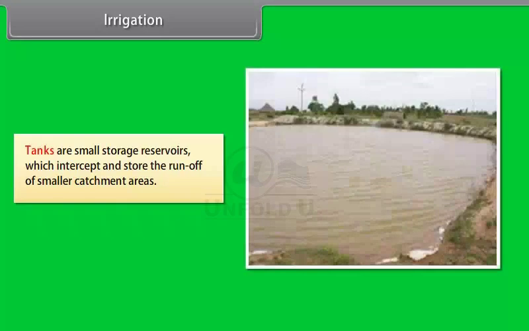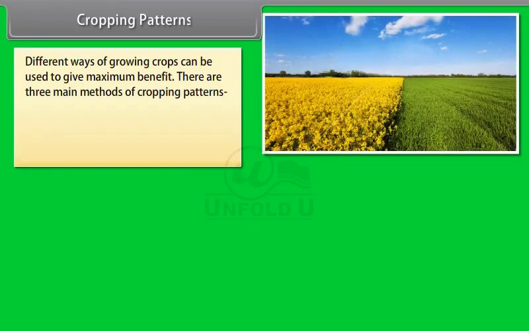Tanks are small storage reservoirs which intercept and store the runoff of smaller catchment areas. Cropping patterns. Different ways of growing crops can be used to give maximum benefit. There are 3 main methods of cropping patterns: mixed cropping, intercropping, crop rotation.